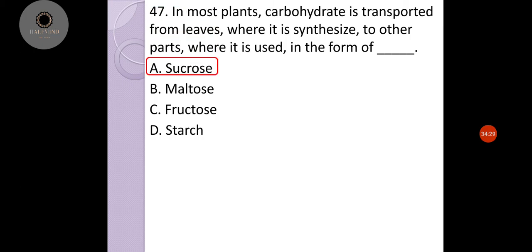Yung ginagamit na sugar ng plants para sa kanilang nutrition is sucrose. It's not glucose. Okay? Sucrose is a disaccharide and glucose is a monosaccharide. Meaning, one sugar lang. Si sucrose is two types of sugar.